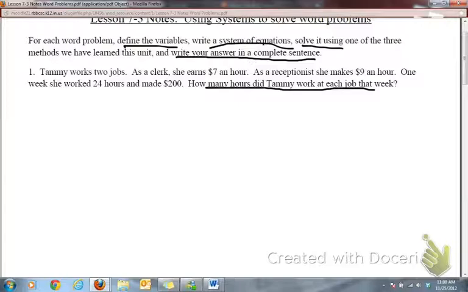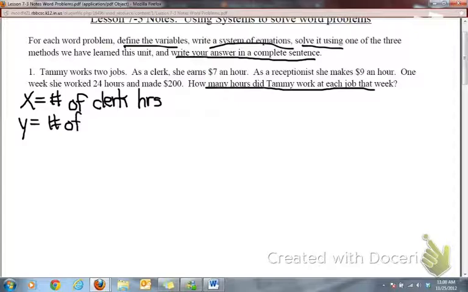So our variables are going to stand for the number of hours she worked at each job. So let's say x equals the number of clerk hours. That was the first job they talked about, clerk hours. And we'll say that y equals the number of receptionist hours.